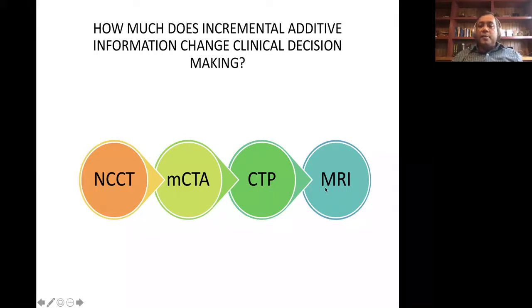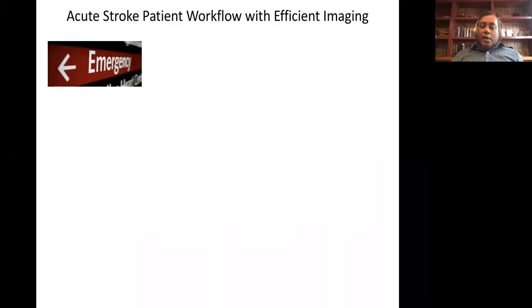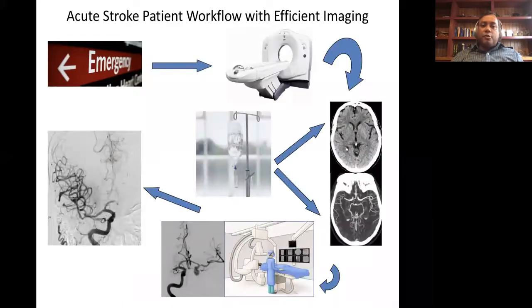And we never use MR in the acute phase, except in a super complex case. We never tend to use it for acute treatment. So this is what you need to remember. Acute stroke patient workflow with efficient imaging is super important. There are lots of steps, but they have to happen very fast.